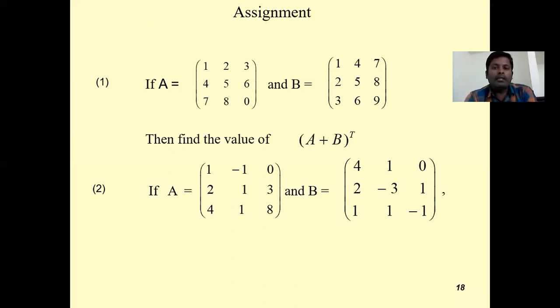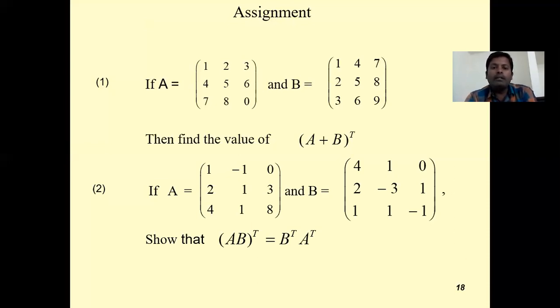The second question is, if A is equal to 1, minus 1, 0, 2, 1, 3, 4, 1, 8 and B is equal to 4, 1, 0, 2, minus 3, 1, 1, 1, minus 1, show that (AB) whole transpose is equal to B transpose into A transpose. How can we find this one? First we do AB, A into B, the multiplication of the two matrices.